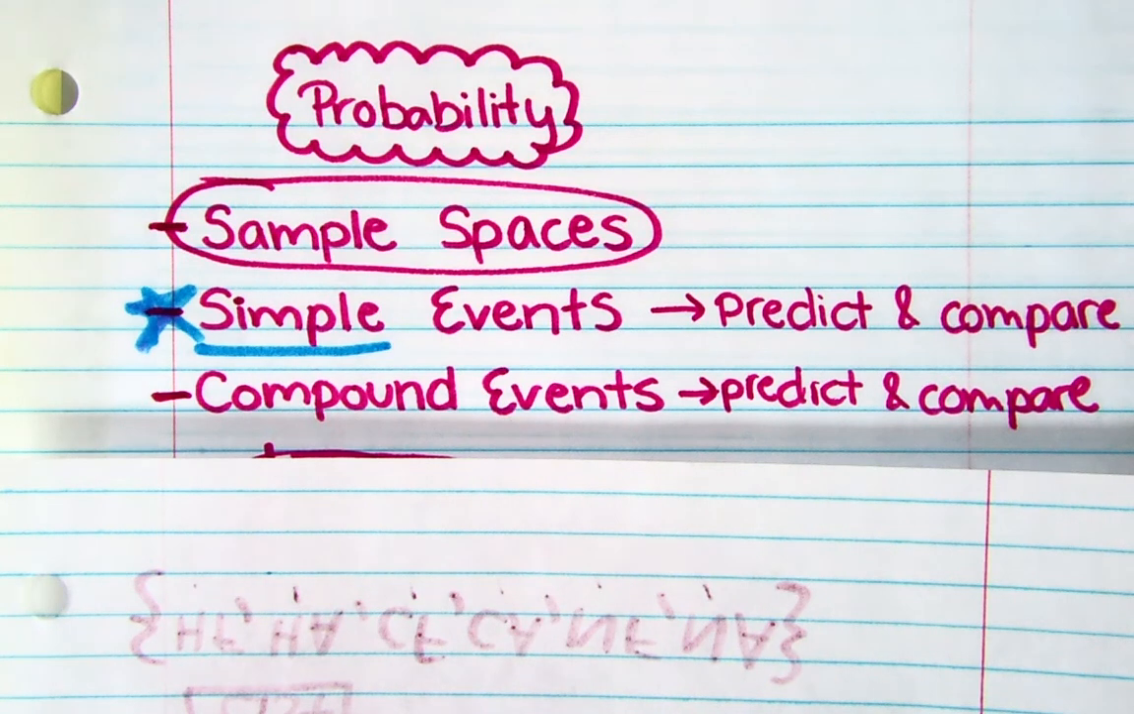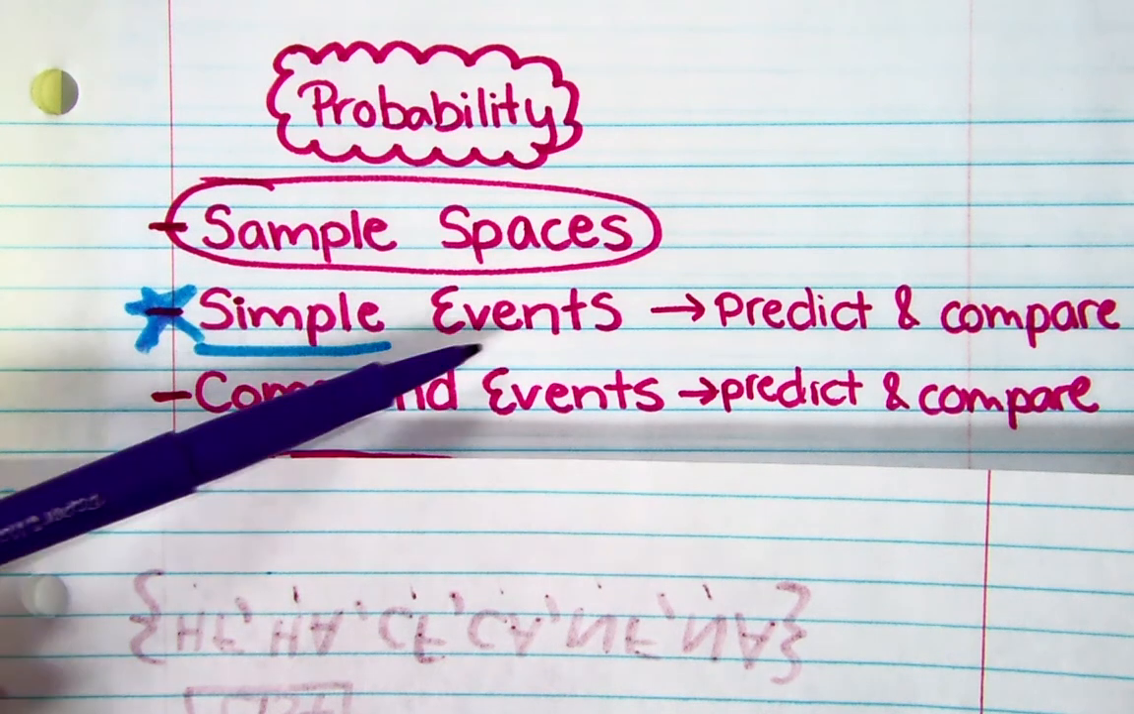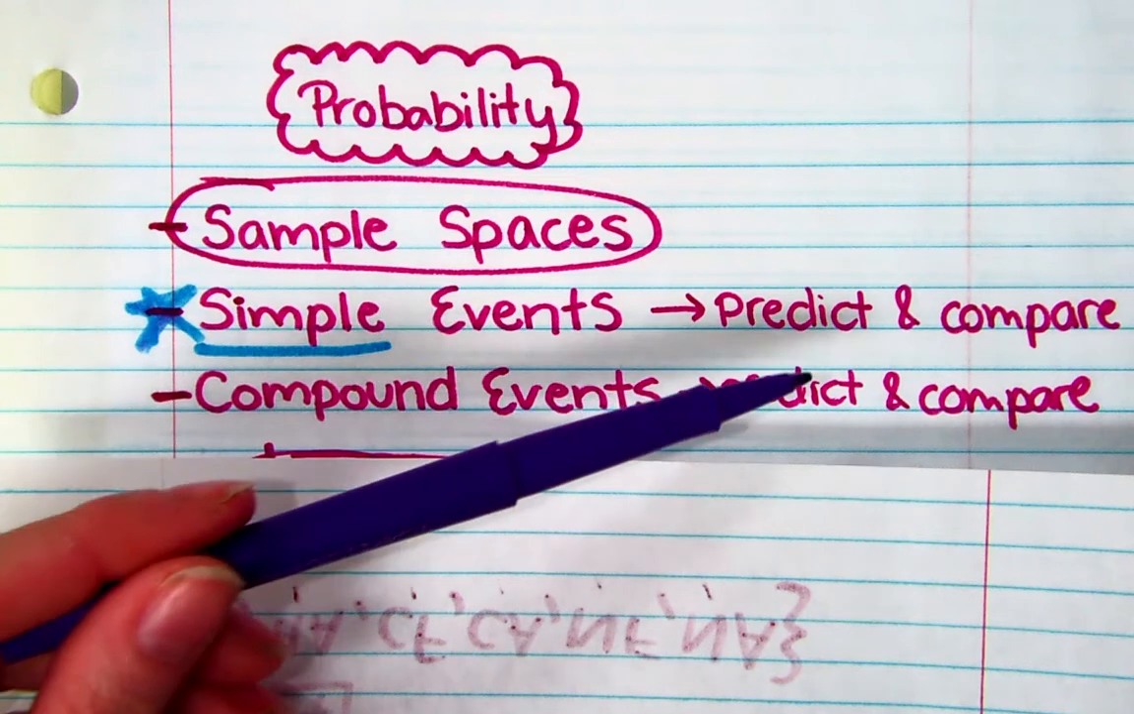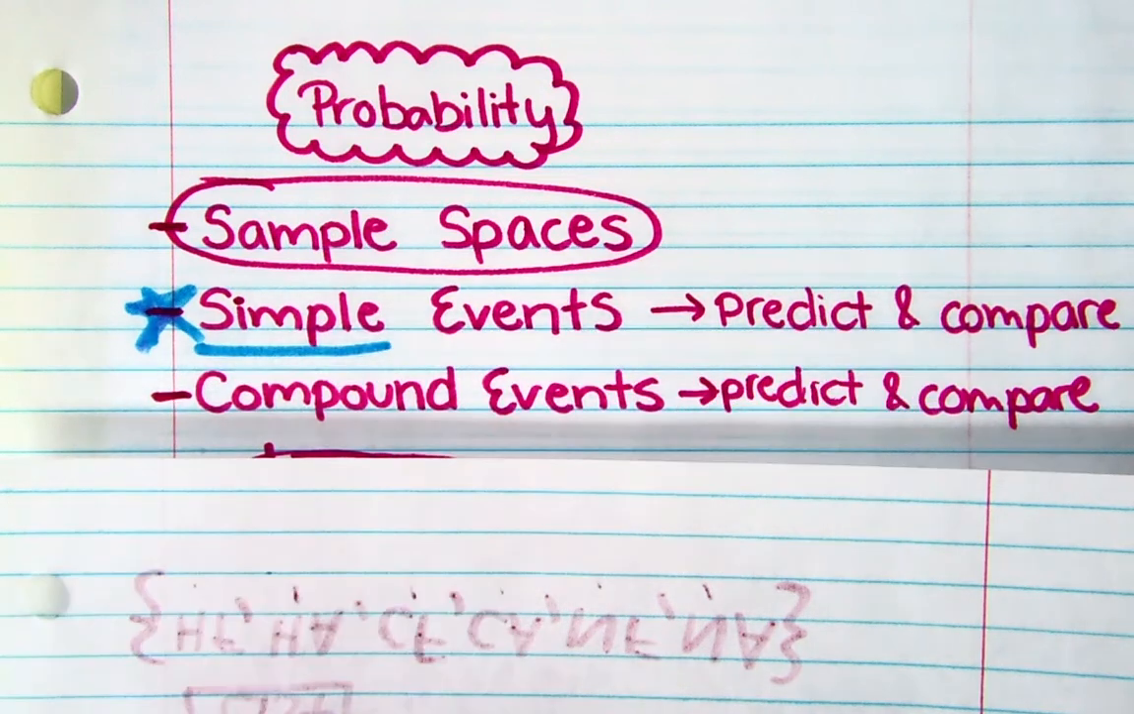Okay, so this is the second video about probability. The one before this was about sample spaces and listing out all the possible outcomes. And this one is going to be about simple events and how we use those simple events, the probability of something happening, to predict and compare. So those are the main verbs of this lesson, if you will.